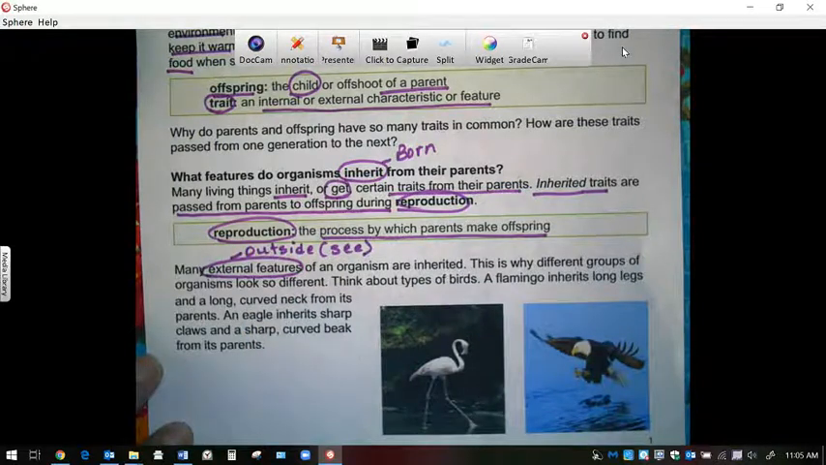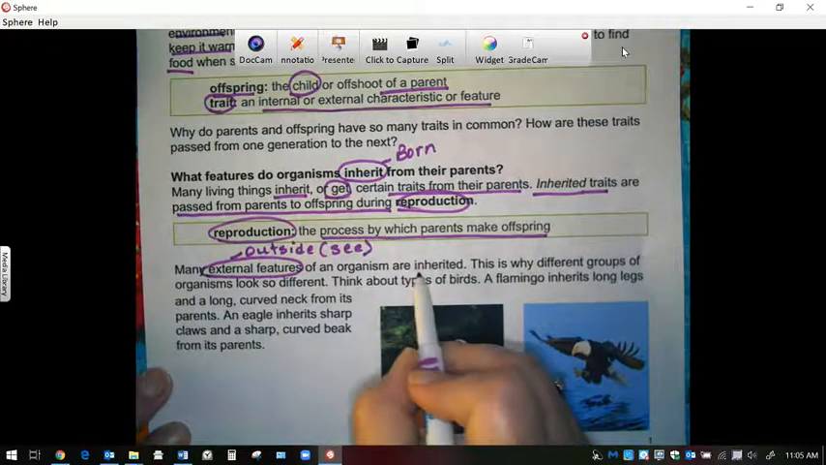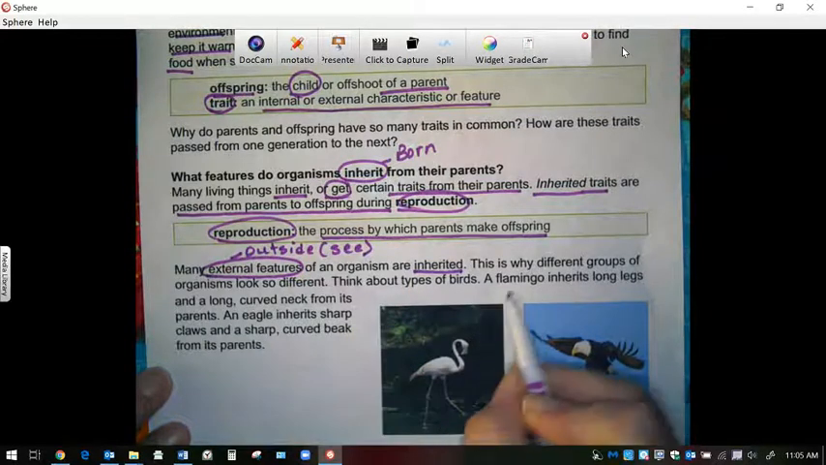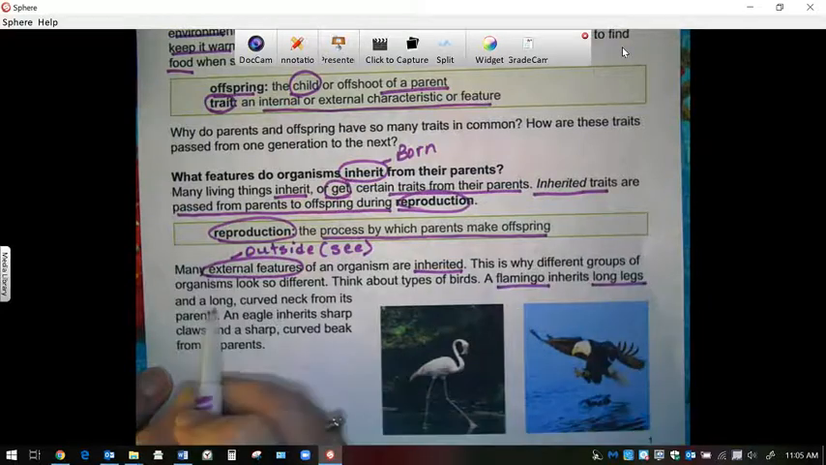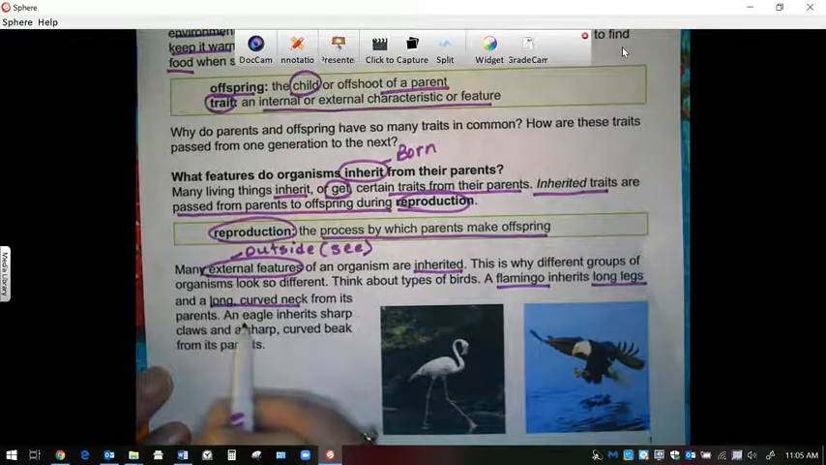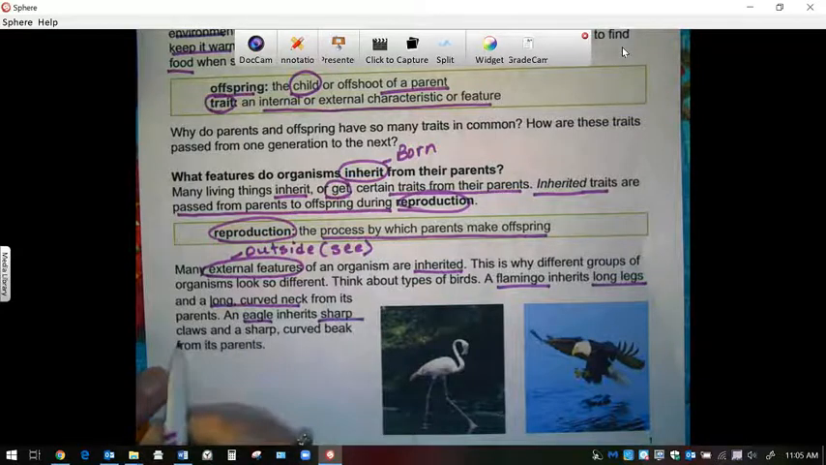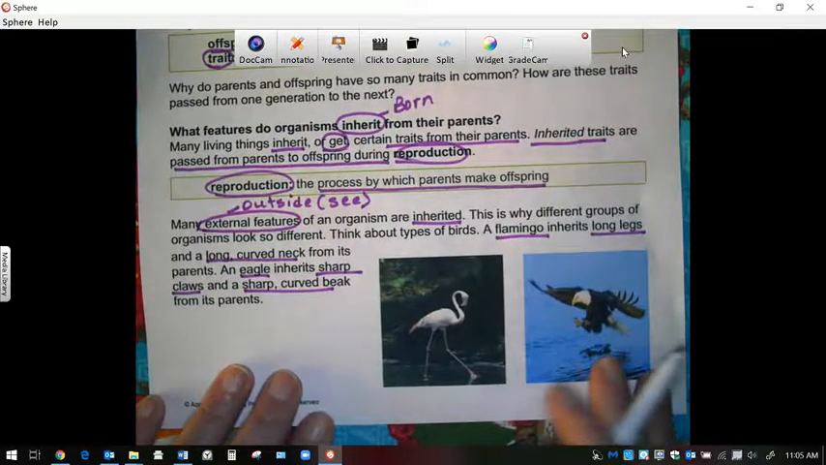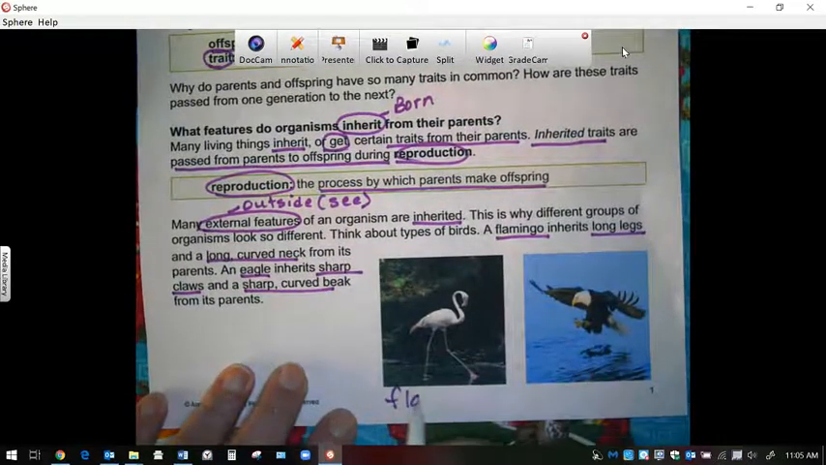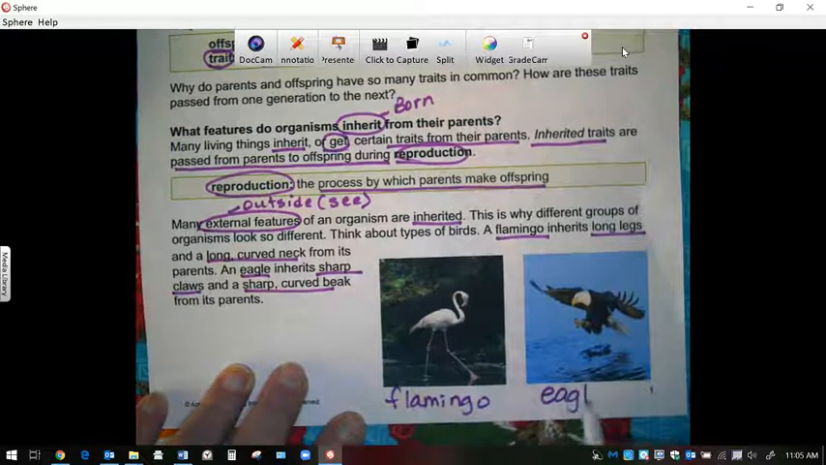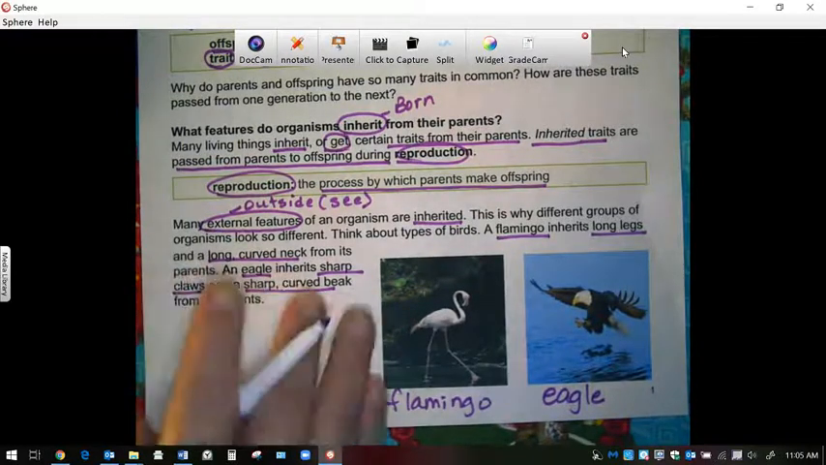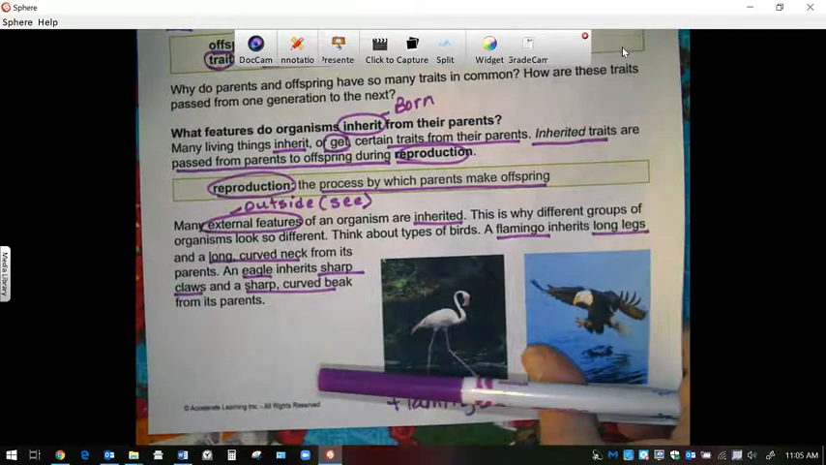Many external features of an organism are inherited. That is why different groups of organisms look so different. Think about types of birds. A flamingo inherits long legs and a long curved neck from its parents. The eagle inherits sharp claws and a sharp curved beak from its parents. So at the bottom of your page, you have a flamingo and a photo of an eagle. You are still on this page, but I need to go to my next page.